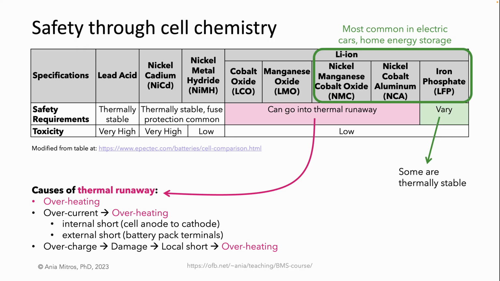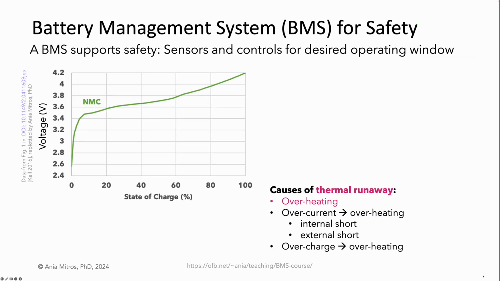The causes of thermal runaway are overheating, or overcurrent causing overheating. Overcurrent can be due to a short inside the cell, or due to a short outside the battery, such as after a crash. Overcharging can also cause thermal runaway. A battery management system supports safety by providing sensors and controls to ensure operation within a desirable operating window. Or, in other words, a BMS helps to avoid conditions that might lead to thermal runaway.